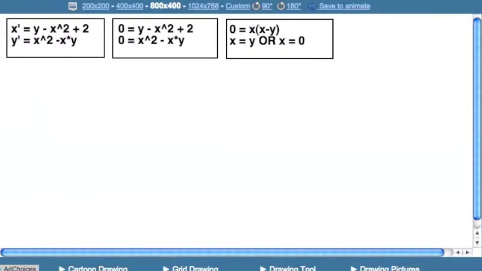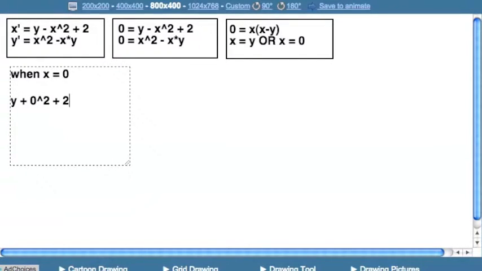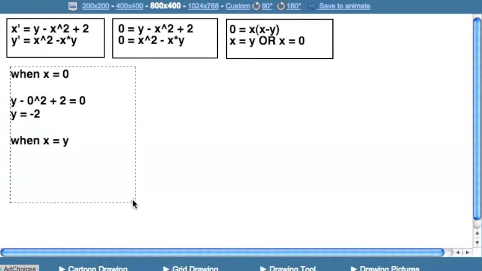So now we see that x can either equal y or x can equal 0. First, let's see what happens when x equals 0. We can see that it will be y plus 2 equals 0, and then y will equal negative 2. Now when x equals y, we have to factor this out. So first we take out negative 1, and we factor it to y minus 2 and y plus 1. Now we can see that y either equals 2 or y equals negative 1.